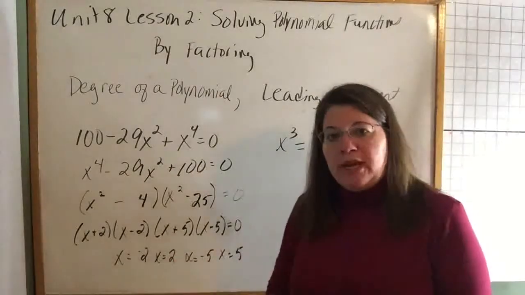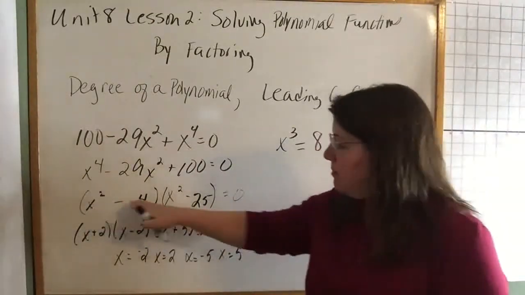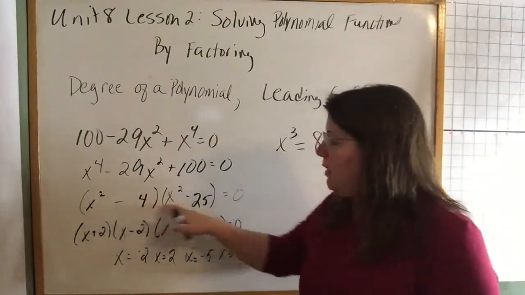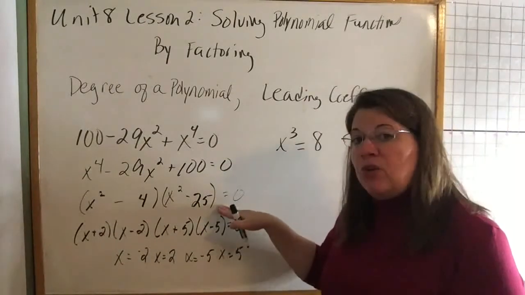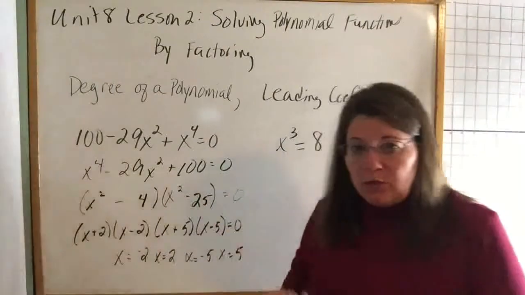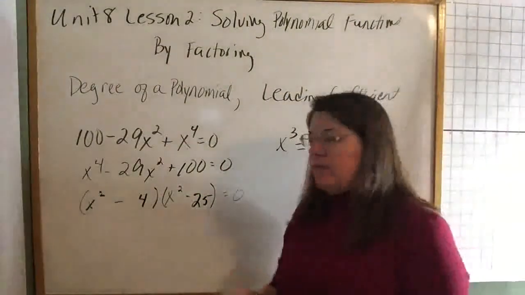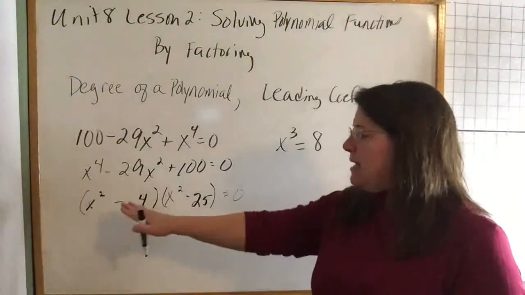Now, that's just one way to solve that. There's another way to do that where once you get it to this part where you've got difference of squares, you can go ahead and set each of those factors equal to 0 and solve. And I prefer that method because I think it's a little bit easier. So I'm going to go back to where we had two difference of squares. I'm going to go ahead and set each of those equal to 0.